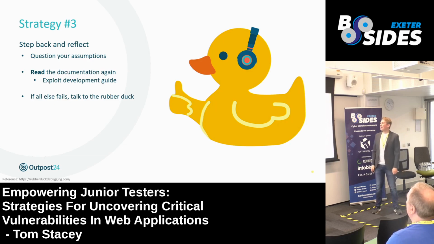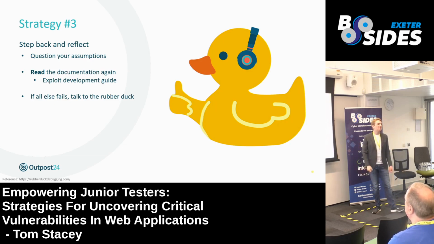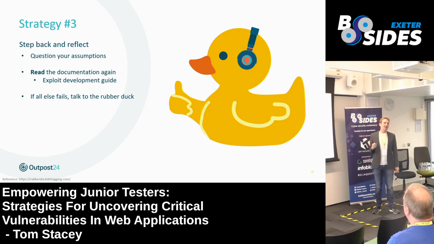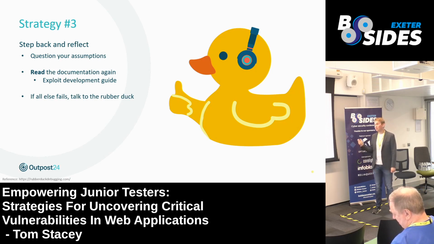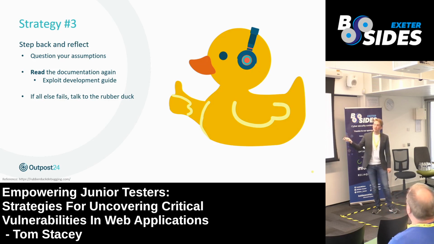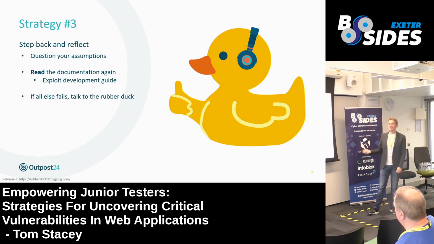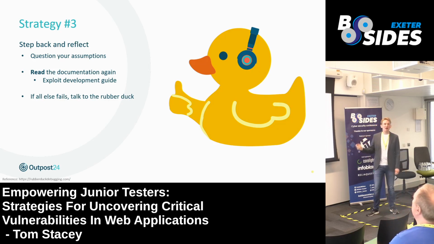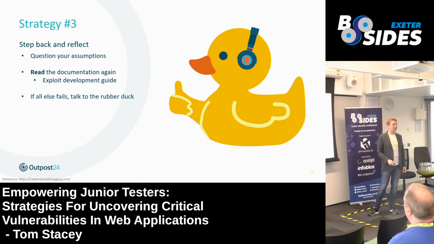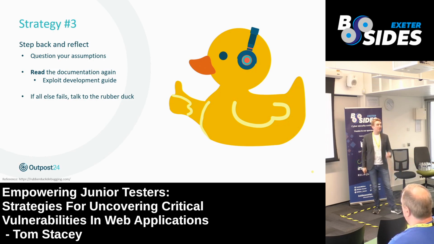Strategy number 3, step back and reflect. Question your assumptions, even if it means stating them out loud, and I do this quite a lot. Question your assumptions. Again, this comes back to my mistake on HP2 versus HP1 and response queue poisoning, but just question your assumptions. Read the documentation a second time. Obviously, perhaps, but this time I want you to read it as an exploit development guide. Read it before you start testing the app so you know what the app does, and then halfway through your test when you've got a bunch of things that maybe you can work with, reread the documentation and it will teach you how to break it.